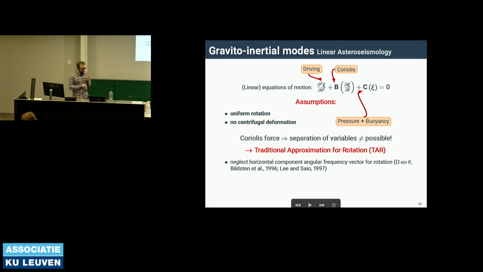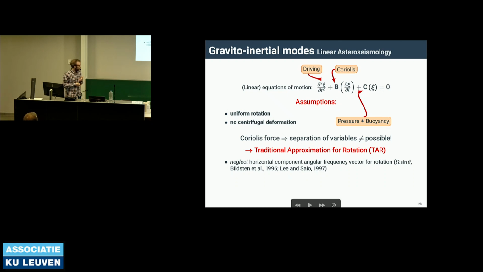Now, in order to derive these equations of motion, you have to make certain assumptions, and the main assumption that we make here is that our star is uniformly rotating and not centrifugally deformed. And in order to take into account the Coriolis force, using the typical angular parts of your eigenvectors, the spherical harmonics, one would need to compute sums of infinite numbers of these spherical harmonics, because the separation of variables becomes impossible.